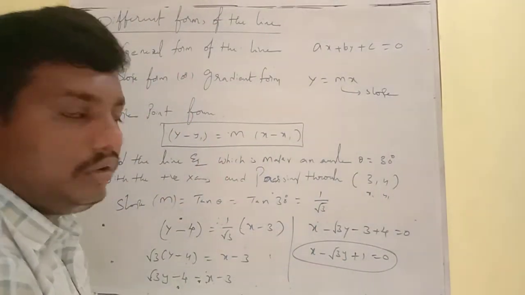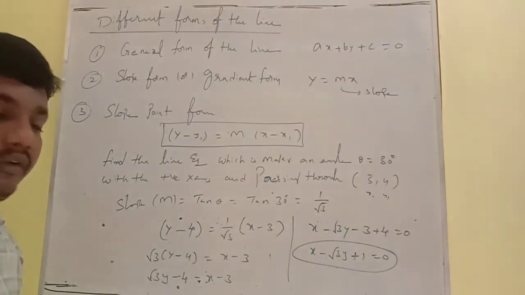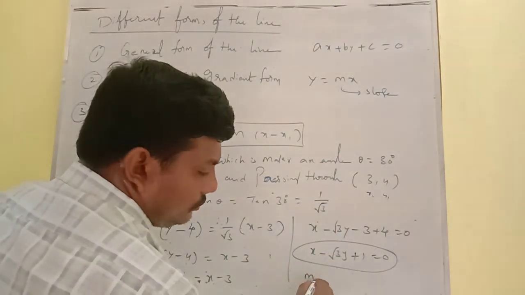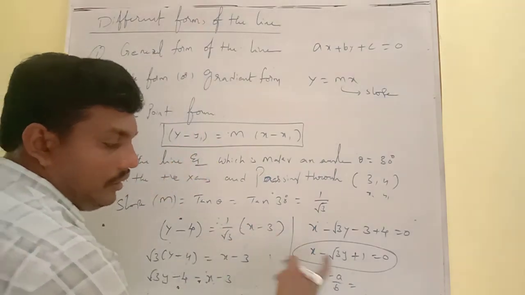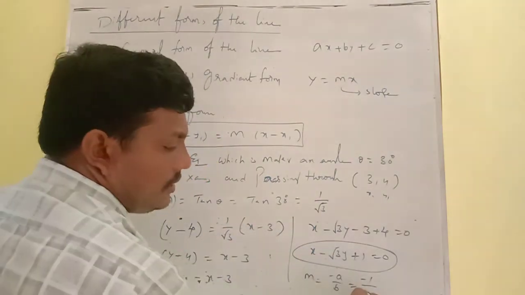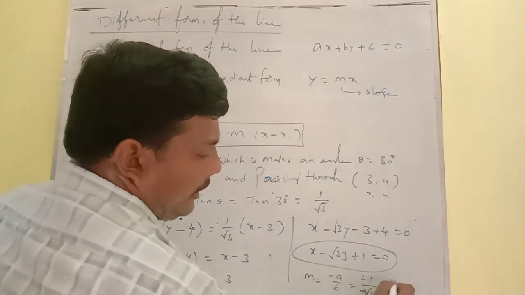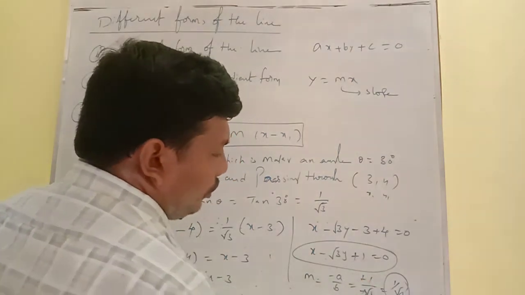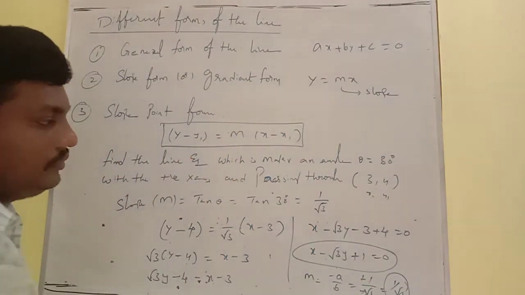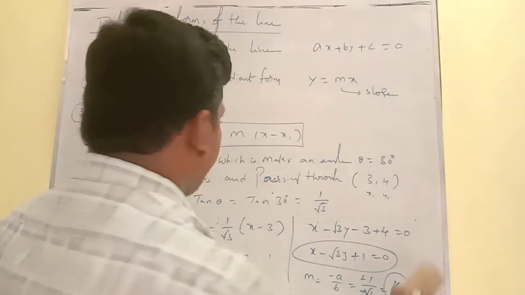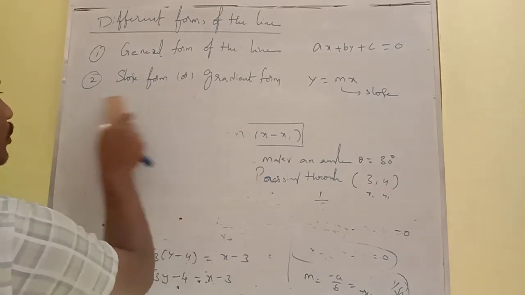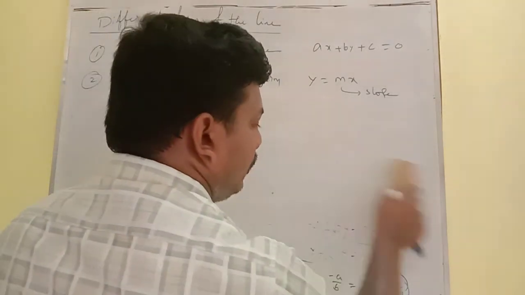So now, how to find the slope here from this? Slope is equal to minus a by b, minus x coefficient by y coefficient. The x coefficient is 1, so minus 1 by, b is minus root 3. So you can cancel the minus signs: 1 by root 3. This is called the slope. 1 by root 3 is equal to the slope. I hope you are clear, students. So this is how to find the slope-point form.